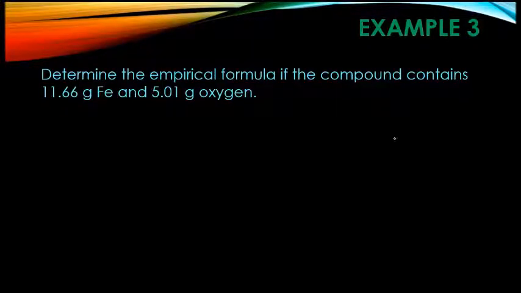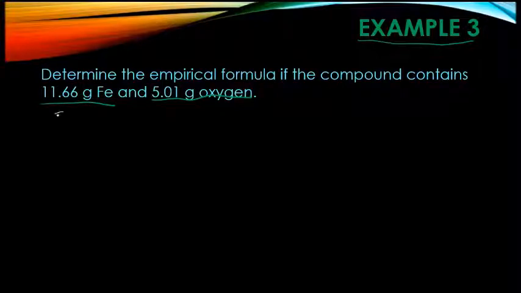Now, example 3, they didn't give us percents to start with, so this is a different option. Instead, they give us grams of oxygen and grams of iron. So basically, we get to skip the first step of the percent to mass. We can go directly from mass to moles.